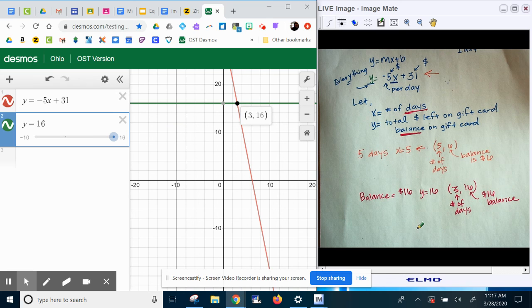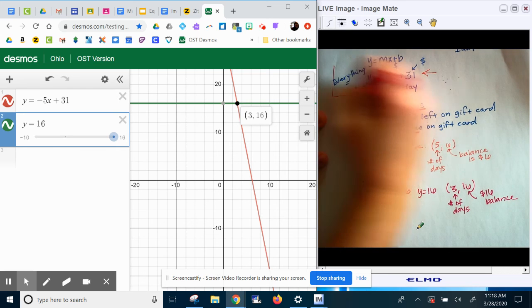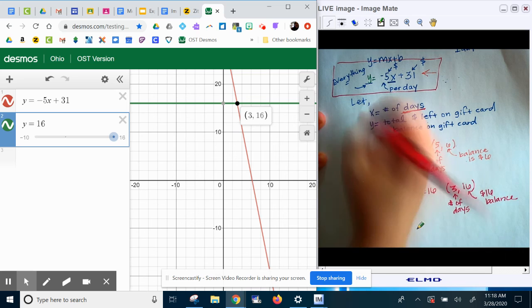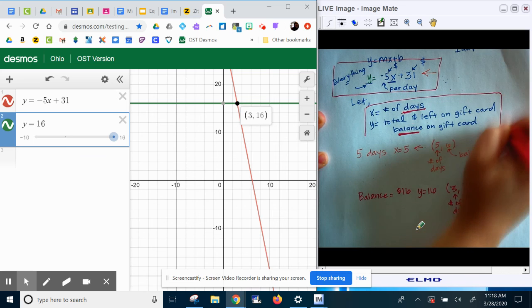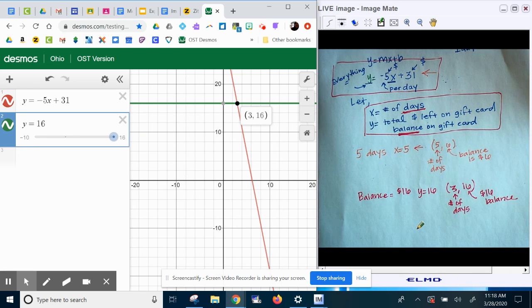Now, you may be able to do most of this in your head. You probably knew intuitively that we would have $16 after 3 days, or after 5 days we would have $6. But you must write an equation. You must write the equation. You must do the let statements. Those are required, non-negotiables.